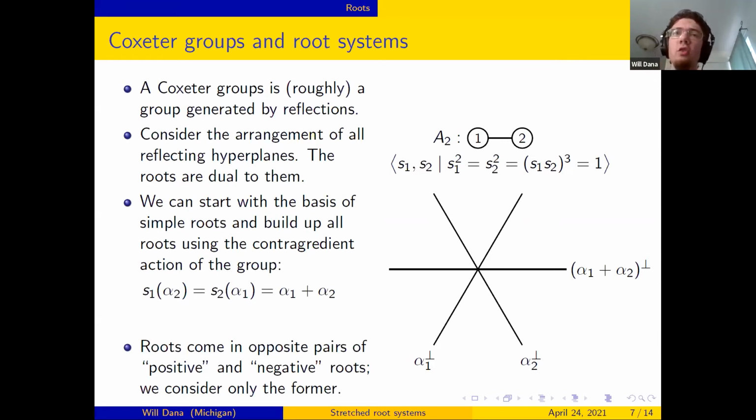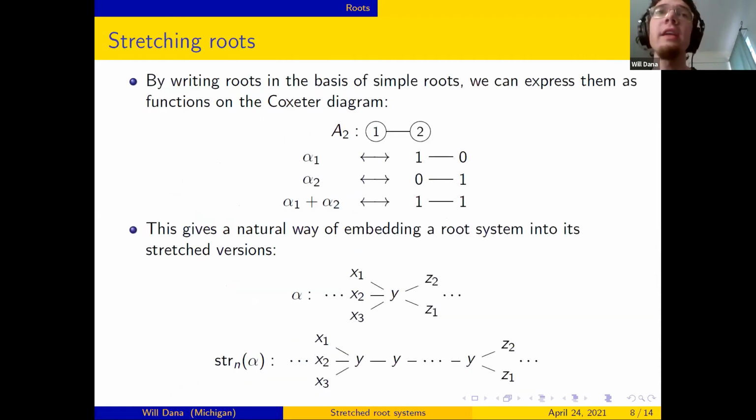And you can see that visually in the picture by noting that if we reflect the alpha 1 hyperplane across the alpha 2 one, or the alpha 2 hyperplane across the alpha 1 one, we will get this third hyperplane in the middle. One small technical point I need to mention here is that these roots will come in opposite pairs of positive and negative roots. I'll have alpha 1, but also minus alpha 1; alpha 1 plus alpha 2, but also minus alpha 1 minus alpha 2. And for the rest of this, I'll only be talking about the positive roots, the ones with non-negative coefficients. So that's the basic language I want to talk about here.